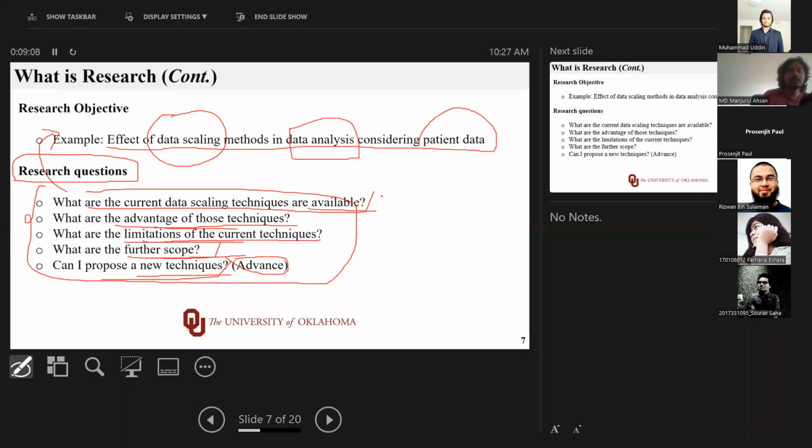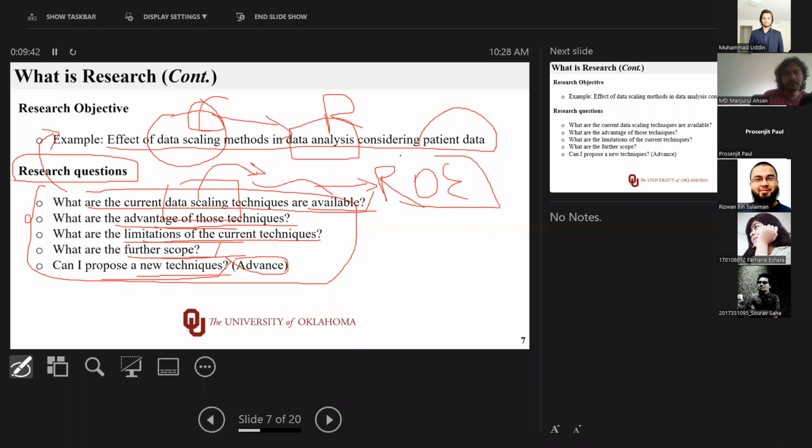Suppose you are from the medical field and you want to analyze the long-term effect of omeprazole in the gastrointestinal tract, in the stomach. So you can just change it. What are the current drugs or omeprazole types of proton pump inhibitors available? Then you will give the answer: okay, right now we have omeprazole, we have rabeprazole, we have esomeprazole. So those are your answers. You got it. What are the advantages of those?